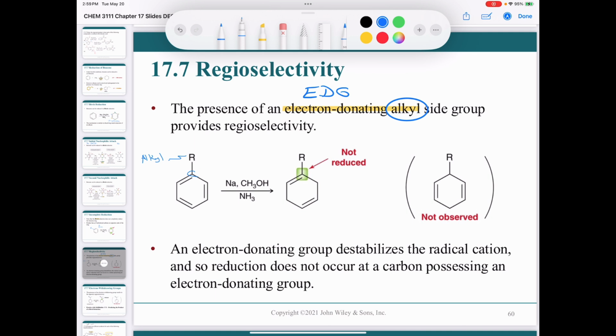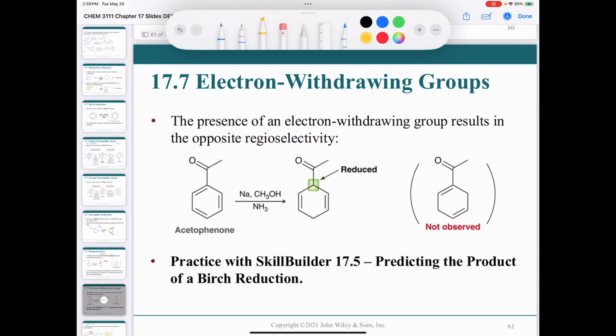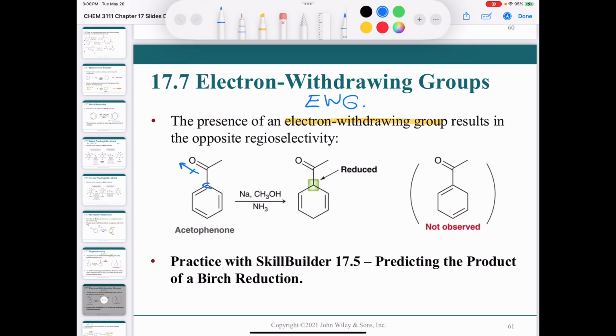And so the conclusion is, if we have an electron donating alkyl group, that carbon to which it is attached will not be reduced. Now, on the other hand, if we have an electron withdrawing group, we'll call that an EWG, an electron withdrawing group, like this carbonyl here, which has a dipole going in this direction. In that case, the carbon that is attached to the electron withdrawing group will be reduced. Why would that be? It's because when you have that electron withdrawing group, it's going to stabilize your radical or your anion, and so that carbon would be reduced.